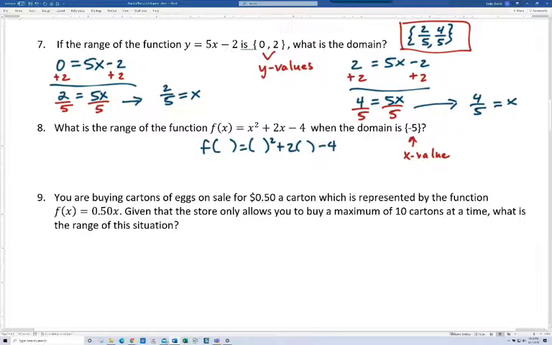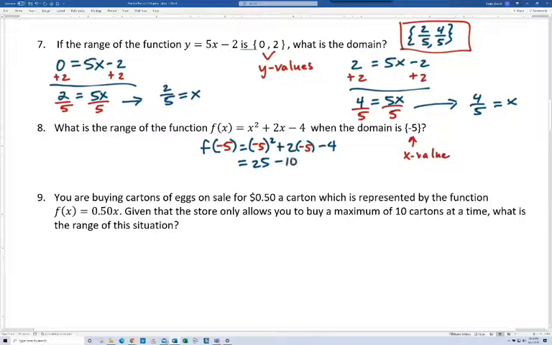And so I'm going to make a shell, or what I call a skeleton, for the function. Wherever there was an x, now there's parentheses. And now I'm going to plug in my -5. And so I'm finding f of -5 by evaluating the right side. So I've got -5 squared. I want to do the exponent first. Of course, -5 times -5 is a positive 25. And then I'm going to have plus 2 times -5. Well, that's going to be -10.